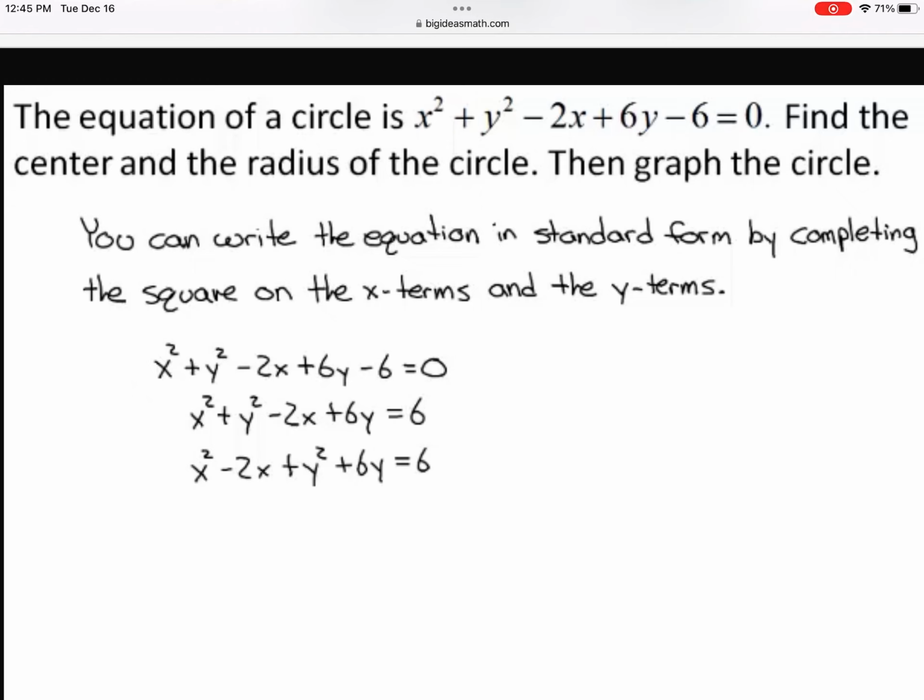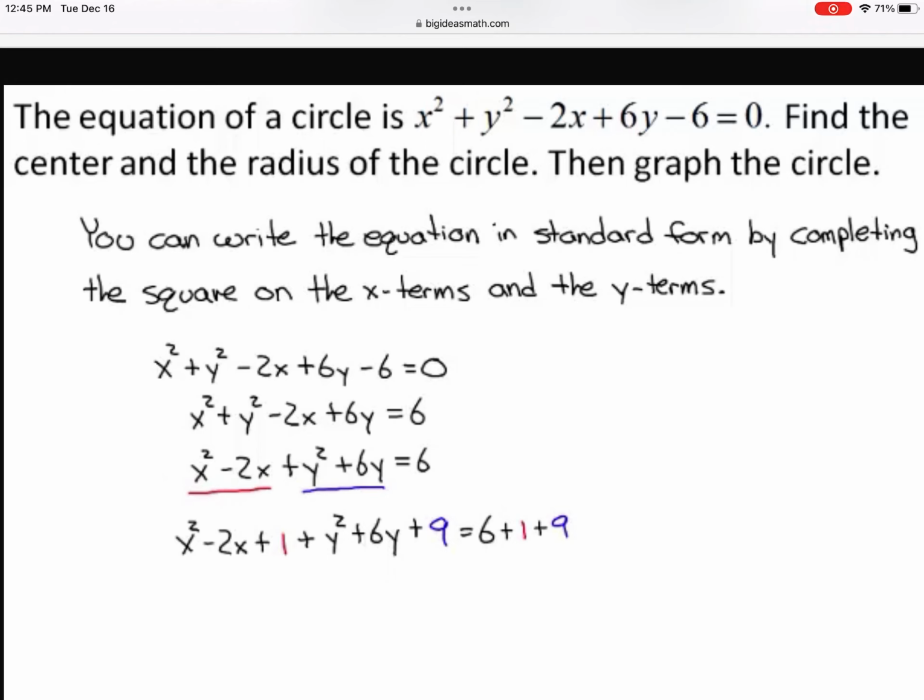Next, complete the square for the expression x squared minus 2x to get x squared minus 2x plus 1. Then complete the square for the expression y squared plus 6y to get y squared plus 6y plus 9. So x squared minus 2x plus 1 plus y squared plus 6y plus 9 equals 6 plus 1 plus 9.